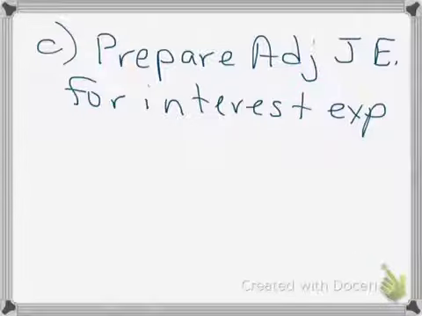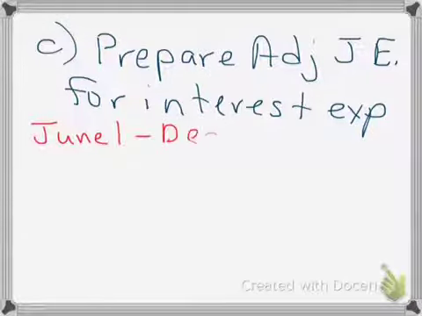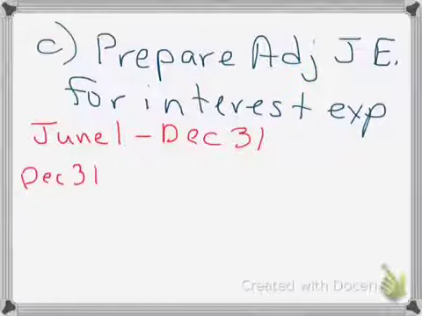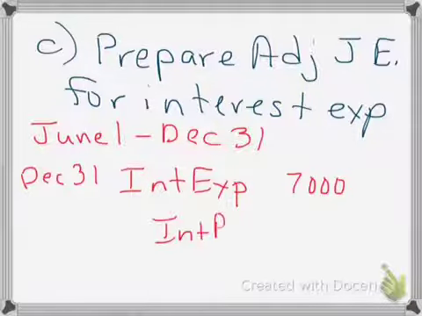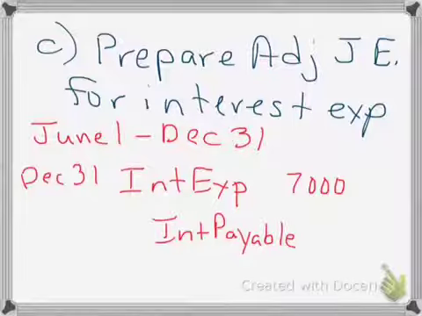C was prepare the adjusting entry for the interest expense, and the hint was you found the amount in A. So this is the adjusting entry, and we're doing this as of December 31st, but remember we have to calculate that interest expense from June 1st to December 31st, which is what we found in A. For this entry made on December 31st, you would have the interest expense, and remember for A we found the amount was $7,000, and the other side is going to be the interest payable, because remember this has not been paid yet.